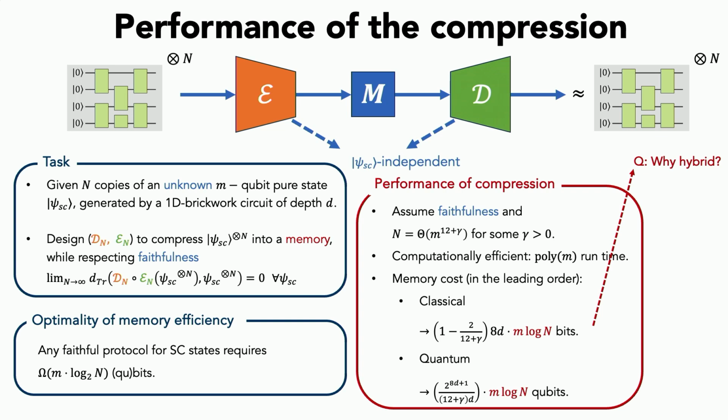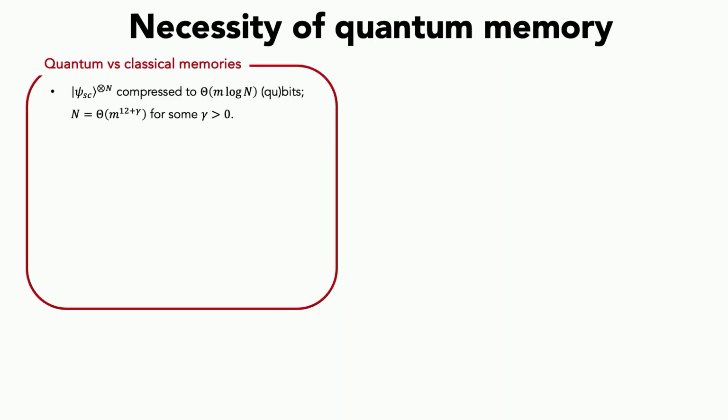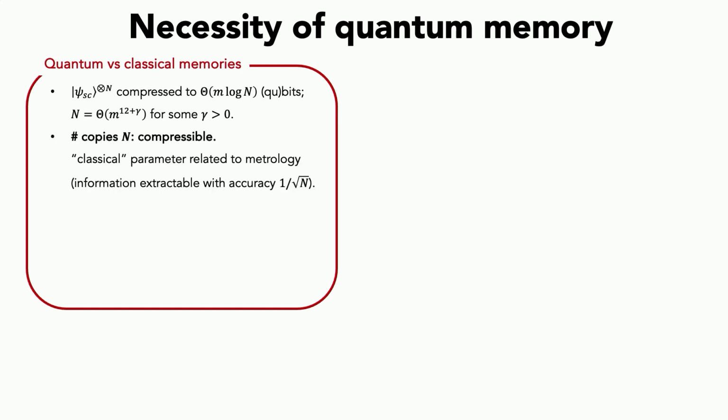We can prove this using some counting technique. So we can show that any faithful protocol will require this number of qubits/bits at least. Okay? So with more observation, you can see that we compress n copy states, which live on m times n qubits, into a hybrid memory of size m times log n. So we achieve an exponential compression in terms of the number of copies, which are referred to as more classical parameter, and they're compressible because they correspond to the classical limits of learning.